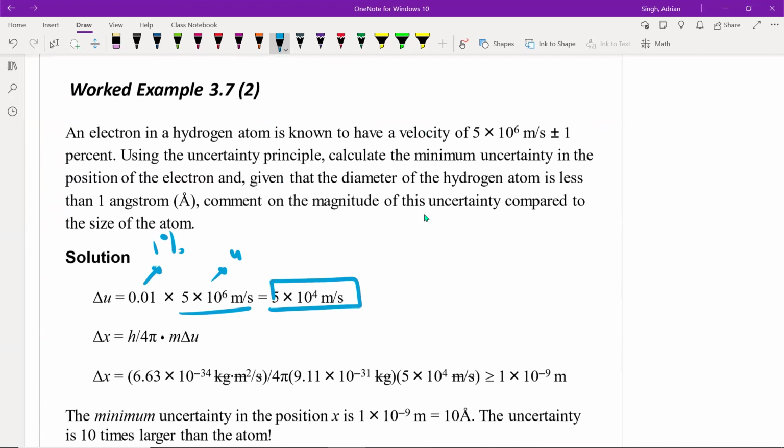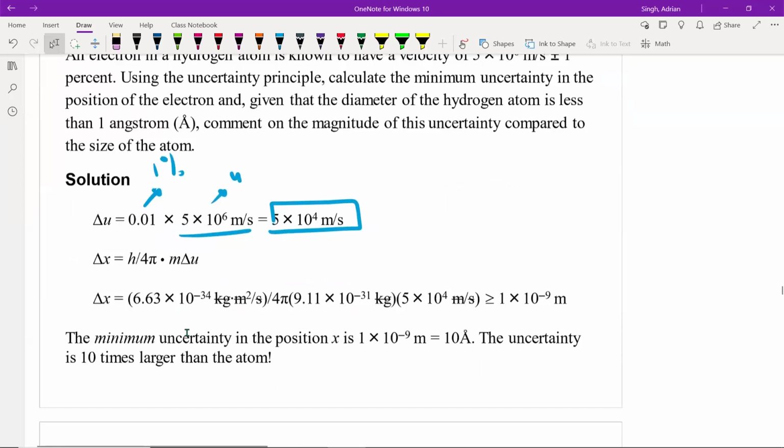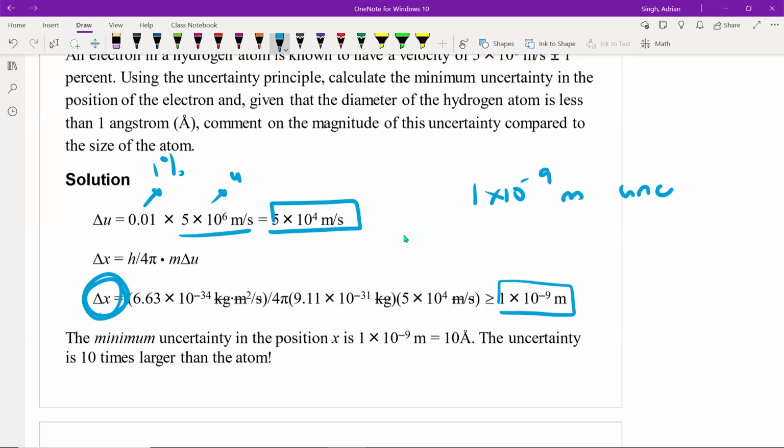And then delta x would be equal to, we rearrange our equation, h over 4 pi times m times delta u. So we have our h, substitute that in, 4 pi, substitute that in there as well, times the mass of the electron, times the uncertainty in the velocity. If we substitute that in, we find that it's greater than 1 times 10 to the negative 9 meters. Okay, so that's my uncertainty in the position. And again, you can confirm this. It may seem simple enough plugging into your calculator, but make sure that you do that. And 1 times 10 to the negative 9, this is my uncertainty in the position.